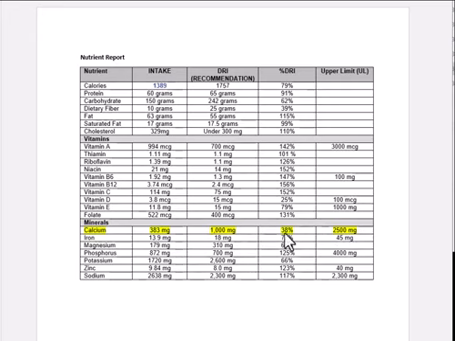So in this case, what we would say is that they were very low, not even close to 100%. Remember, 100% is our goal, so that's the minimum of what we want. We basically want somewhere between the DRI and the upper limit for each of our nutrients, with the exception of something like cholesterol, where under 300 milligrams is the recommendation.